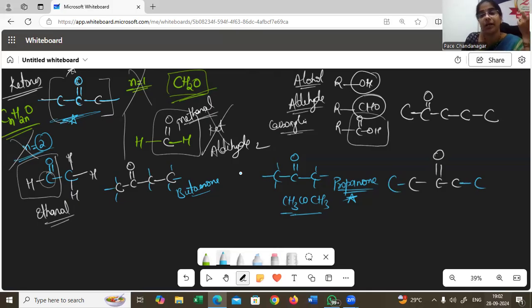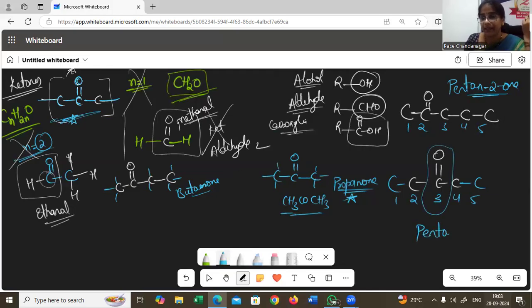This is your ketone, 1, 2, 3, 4, 5, pentan-2-one, because this is the 5th carbon. Now you go forward or backward, anywhere you go, 1, 2, 3, 4, 5. Now on the 3rd position, you have pentan-3-one, right? So this is how you can write down pentanone or hexanone, heptanone, like this you can go. So this is your ketone.